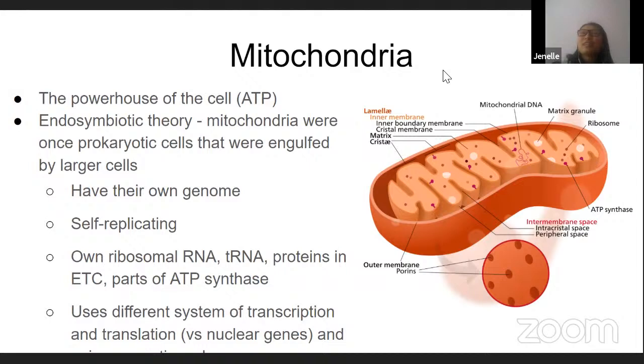Right, so to continue with some of the points, we were up to the fact that mitochondria are self-replicating. They have their own machinery to replicate themselves. They also have ribosomal RNA, tRNA, and proteins in the electron transfer chain and parts of ATP synthase just within the organelle itself. So it doesn't really require much other machinery.